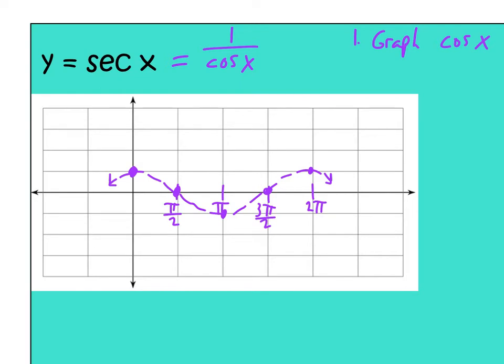Now here's the deal with secant. Secant, we know, is 1 over cosine, right? So since it's technically a fraction, or can be thought of as a fraction, if you remember, whenever the denominator of a fraction is 0, that makes the whole fraction undefined. Okay, so when cosine is 0, secant is actually undefined. And what we get when a graph is undefined is a vertical asymptote.